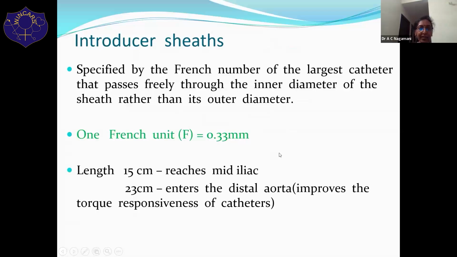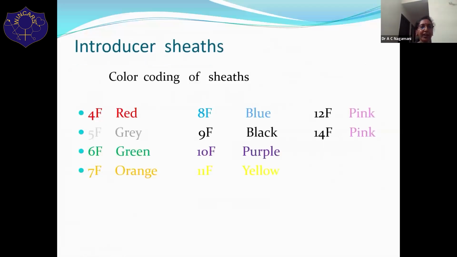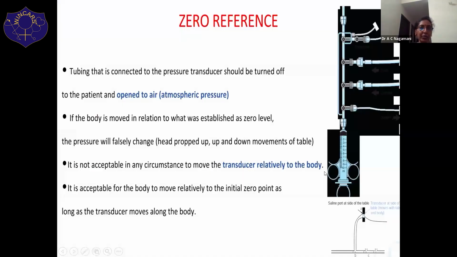It enters the distal aorta. And introducer sheaths have a back bleed valve and a side arm port, which can be used to give intermittent injections, and the valves can be opened to bleed intermittently. And one should be aware of the color coding of the sheaths. We commonly use 5 French and 6 French. 5 French is coded gray and 6 French is green. 8 French is blue, and pink are 12 and 14 French. It's a good thing to know about the color coding.